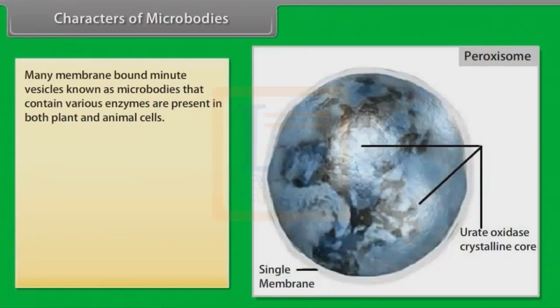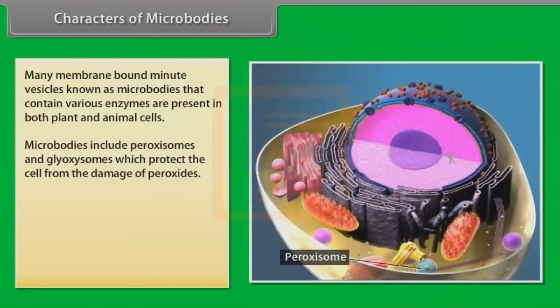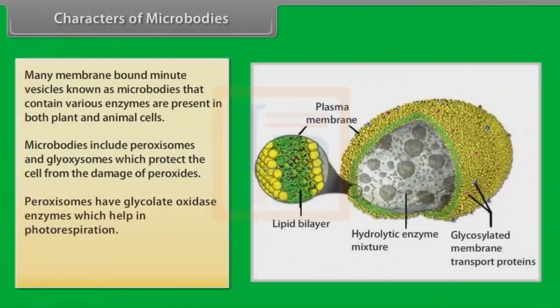Characters of microbodies. Many membrane-bound minute vesicles known as microbodies that contain various enzymes are present in both plant and animal cells. Microbodies include peroxisomes and glyoxysomes, which protect the cell from the damage of peroxides. Peroxisomes have glycolate oxidase enzyme, which helps in photorespiration. Spherosomes synthesize and store fat.